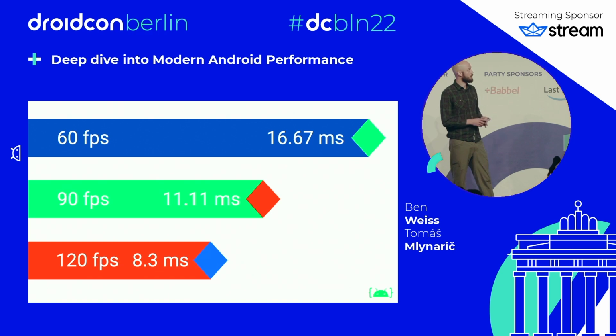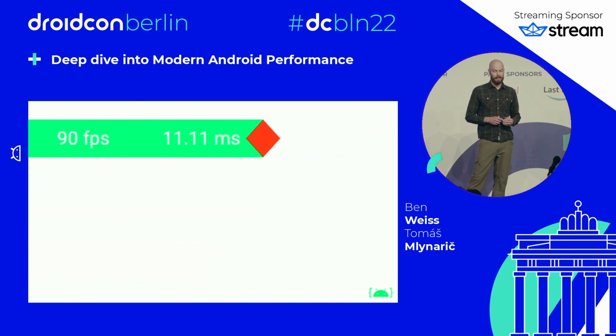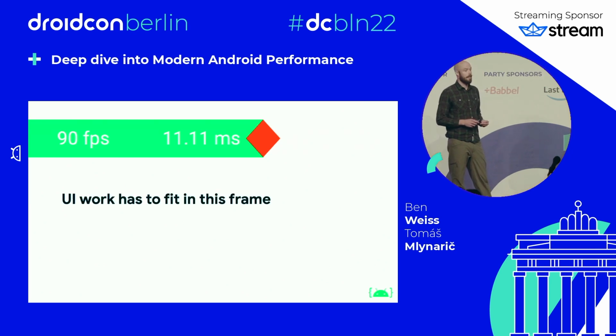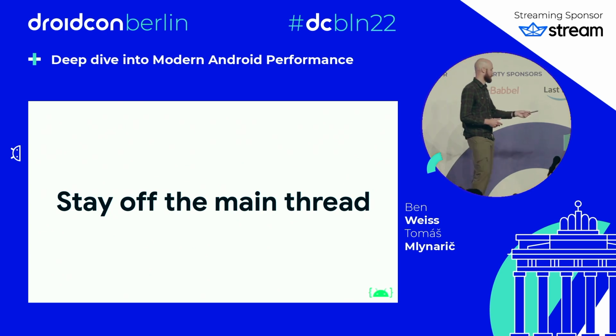And what are we looking out for? We used to look out for 60 frames per second, but now we recommend you to optimize for at least 90 frames per second. And the best way to fit all the UI work in this frame is by staying off the main thread. So do this, and you're able to get going with all your metrics. We can get to improve all your smoothness in the first place. With that, let me hand it to Thomas.